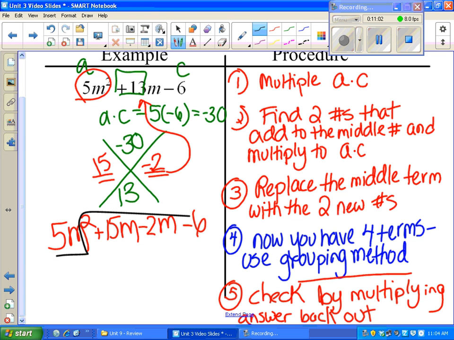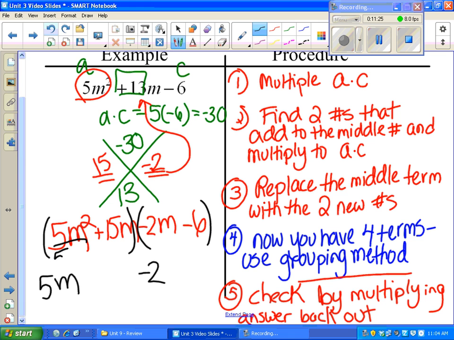So same thing as before. Group the first 2 terms. Group the last 2 terms. Take the GCF out of each. So the GCF in this one looks like it'll be, what, 5m? GCF in this one seems to be possibly, let's see, negative 2.